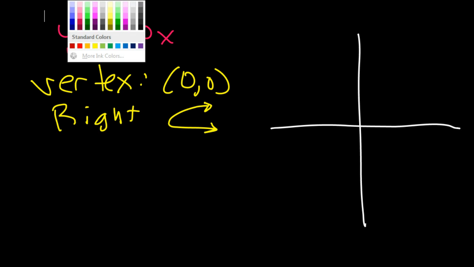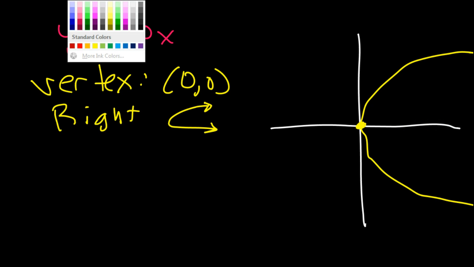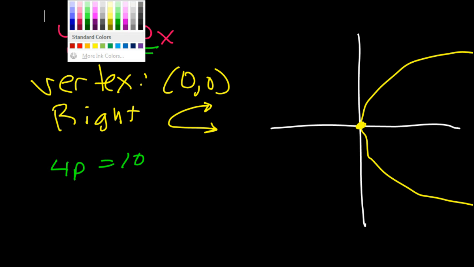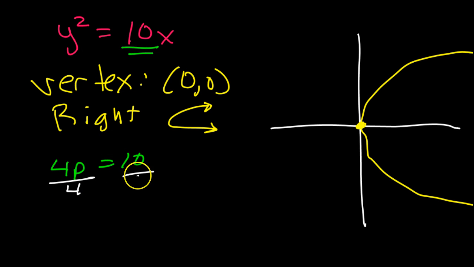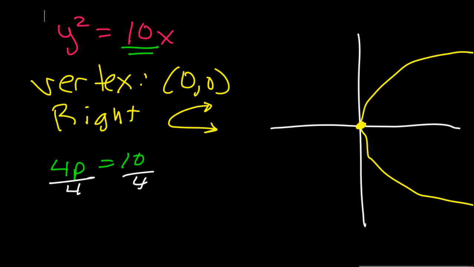Okay, so we know that the vertex is at 0, 0, and we know it's going to the right like this. So our focus will be in here somewhere. So let's find that focus. We find the focus by understanding that this is 4p. So 4p is equal to 10. If I divide both sides by 4, all right, 10 divided by 4 is 2.5. So that tells us that p is equal to 2.5.